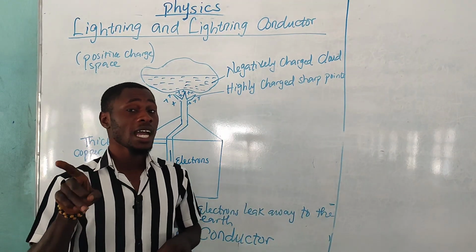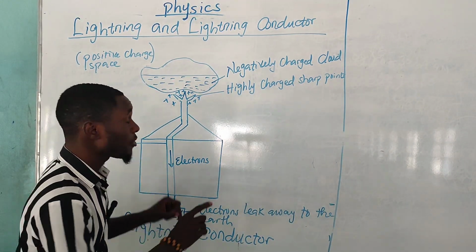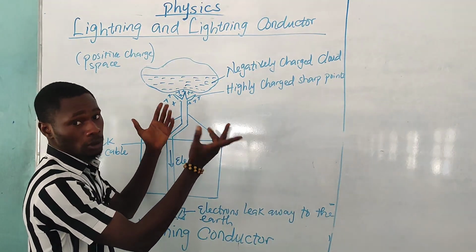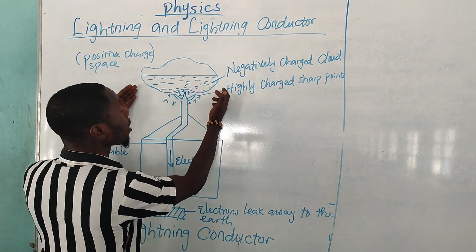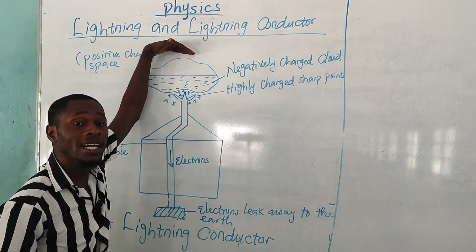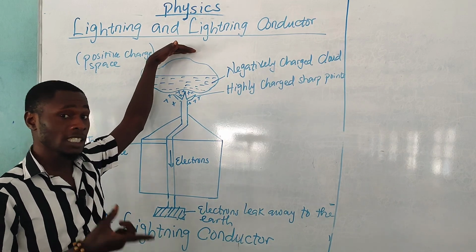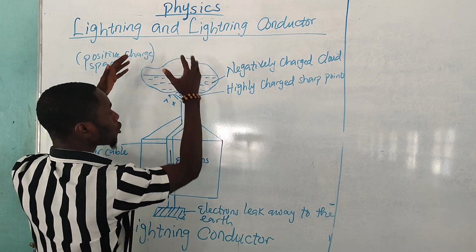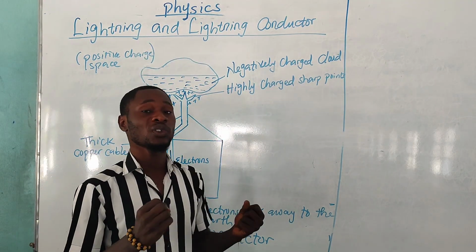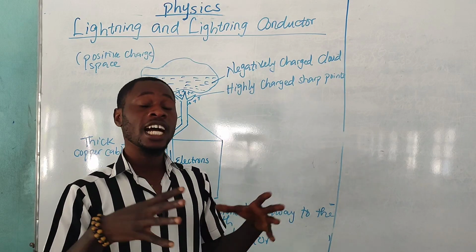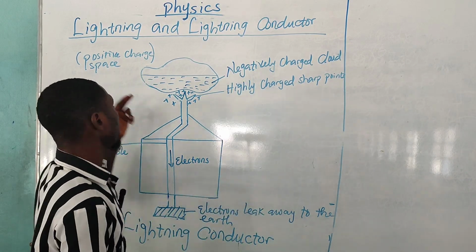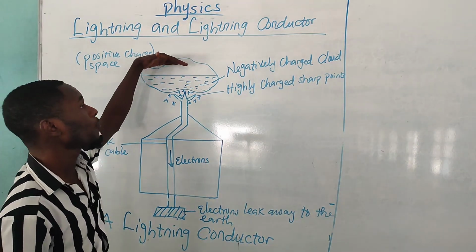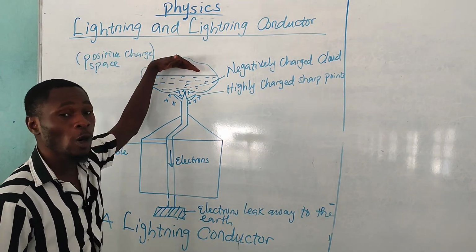positive ions. So these positive ions that are repelled by this sharp point, where will they now move to? Because they are repelled, they will move off and go to the upper part of the atmosphere. These positive ions will move up to accumulate at the upper part of the atmosphere. So when they accumulate, they will now form a positive charge space high up in the atmosphere.